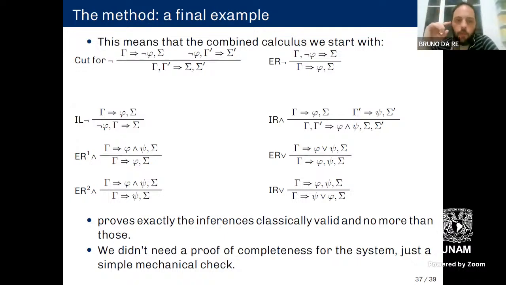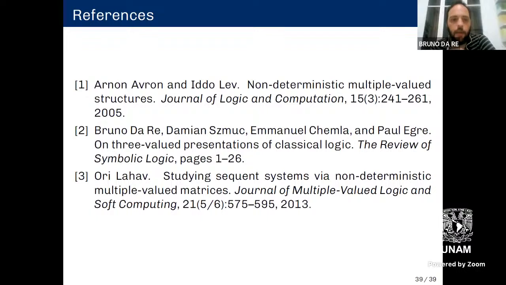I didn't mention it, but we admit cut for any connective, cut for conjunction, cut for disjunction. This was just an example. But I agree. Some people call it a hybrid calculus, not a pure sequent calculus in the style of Gentzen, because we are adding the inverse of the usual introduction rules. But yes, all of this is in the context of a non-standard framework. We are using the framework from Ori Lahav, who investigates this in a paper, Non-standard sequent systems via non-deterministic multiple-valued matrices.